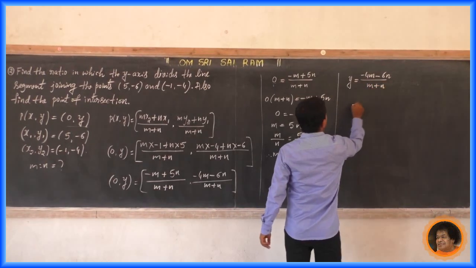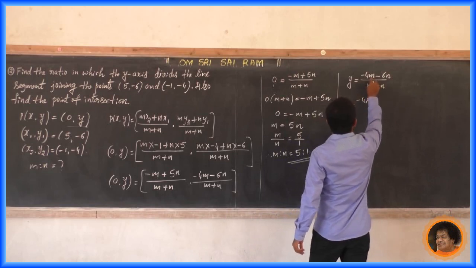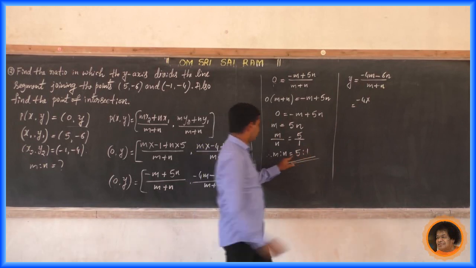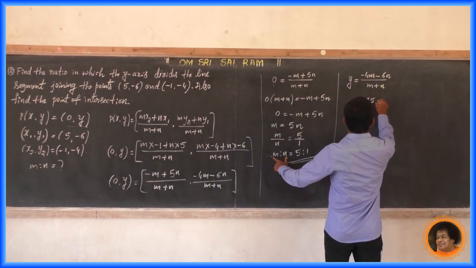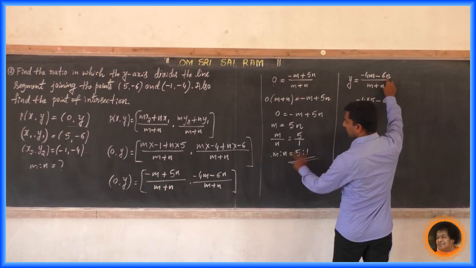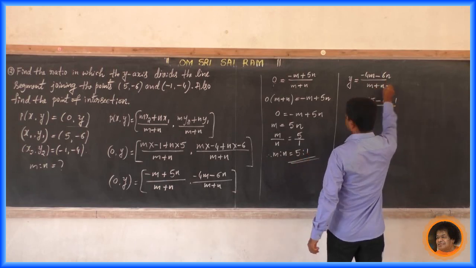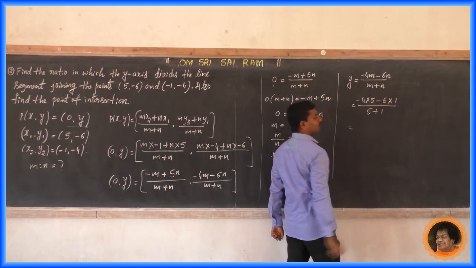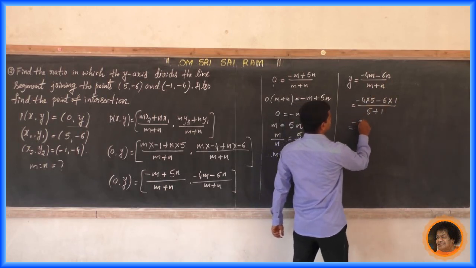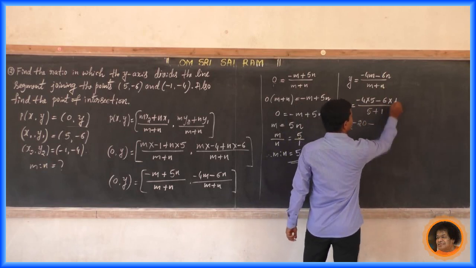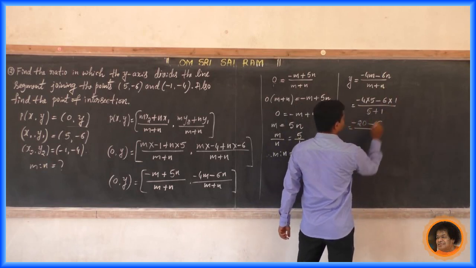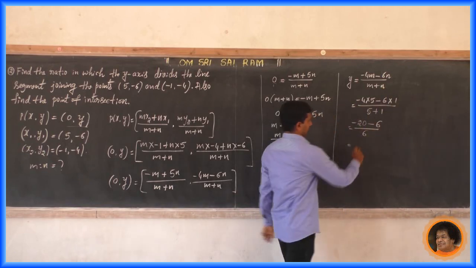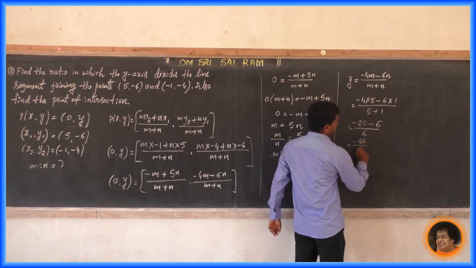Now find the value. Here the m value is 5 and the n value is 1. Now substitute the values: minus 4 into 5 minus 6 into 1, divided by m plus n, which is 5 plus 1. So minus 20 minus 6 is minus 26, divided by 6.